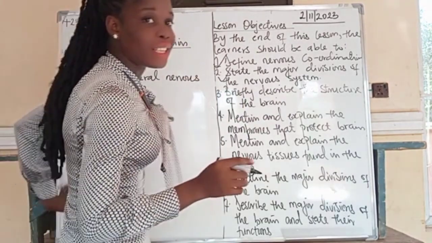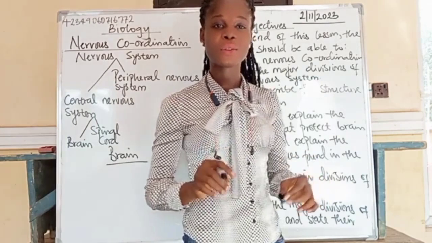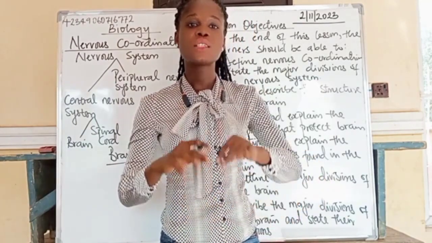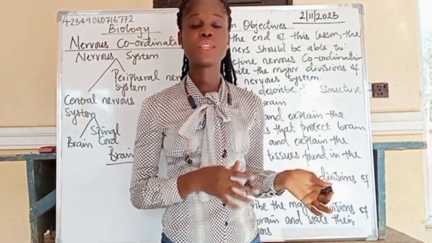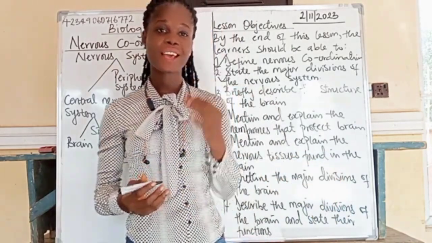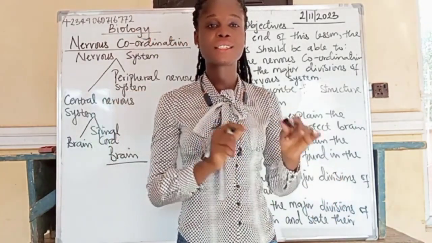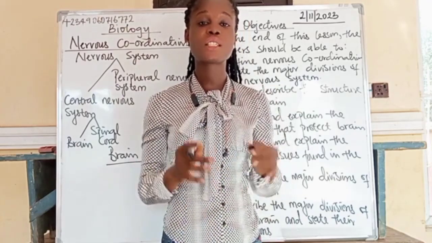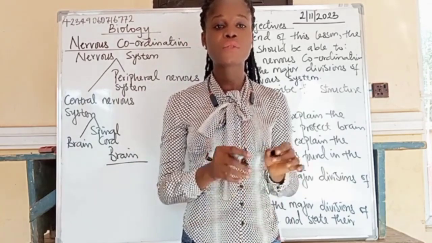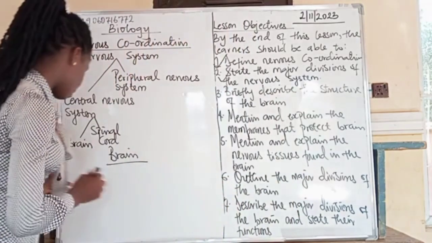The brain is the complex central organ of the nervous system, consisting of billions of neurons controlling physical and mental activities.